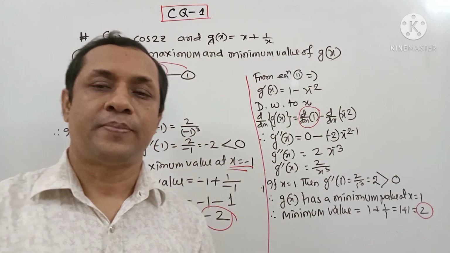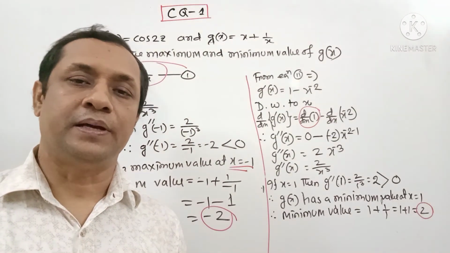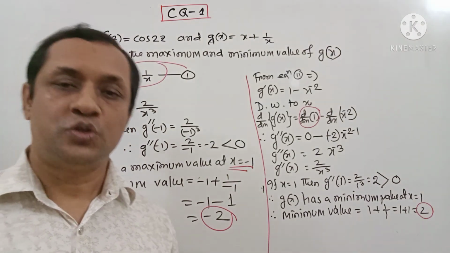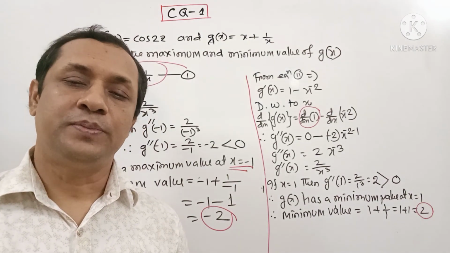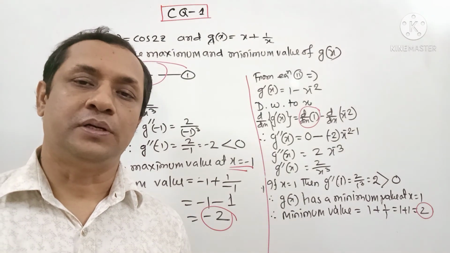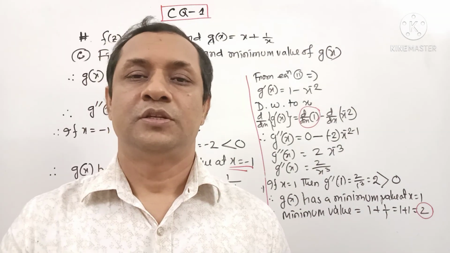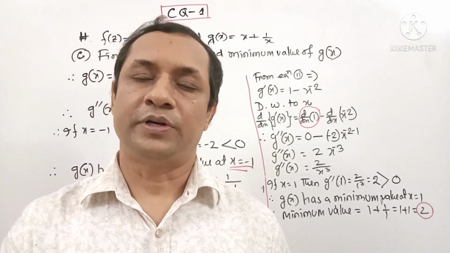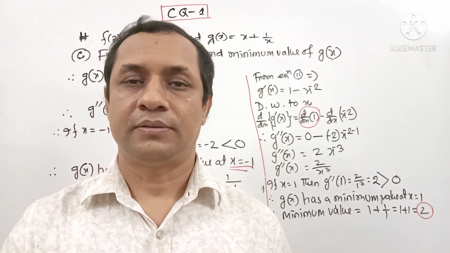So student, here the maximum value is minus 2 and the minimum value is 2. I hope that you are clear. Student, it's a very important CQ for your examination.